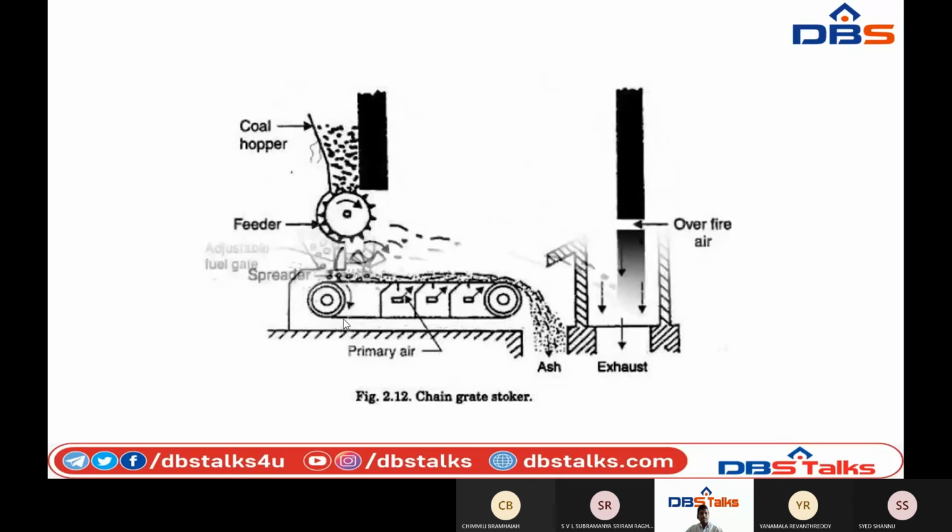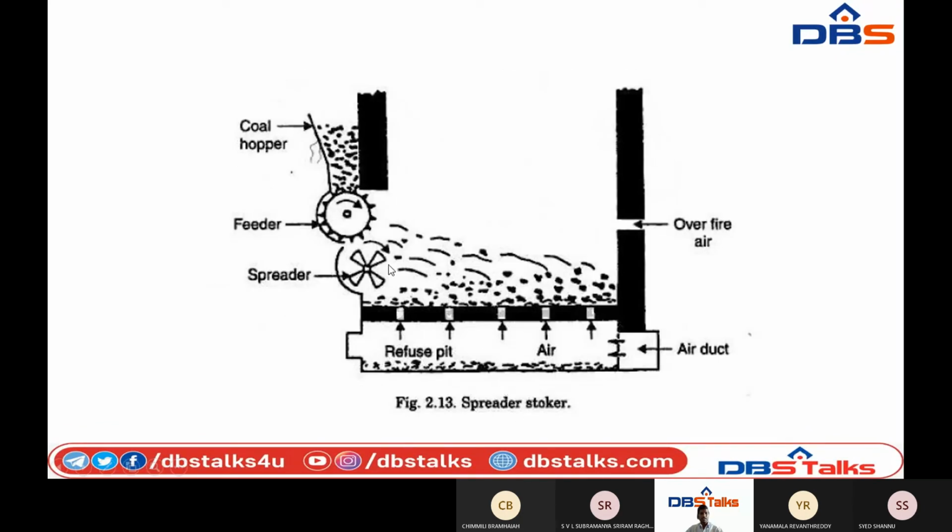In the spreader stoker, as its name implies, the spreader spreads the coal onto the grate, by supplying it through the feeder from the coal hopper. This is the principle of the spreader stoker. We are supplying fresh air from the bottom of the grate. The air duct is also shown here. Spreader type is similar to chain grate type, but in chain grate we use a chain, and in spreader we use spreader equipment.